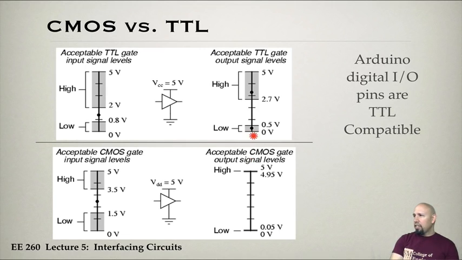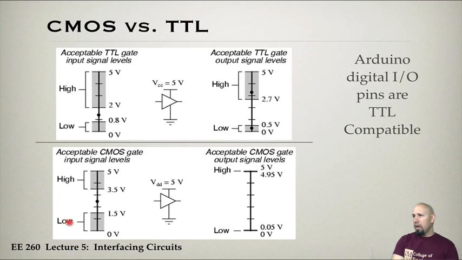As far as output is concerned, a low is going to be between 0.5 volts and 0 volts. So usually we think of a low as being grounded. Well, as you can see, it's not necessarily grounded. Could be 0.5 volts. But it's this region. So anyway, these are the definitions for TTL.